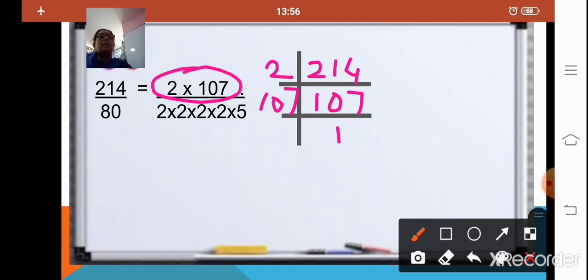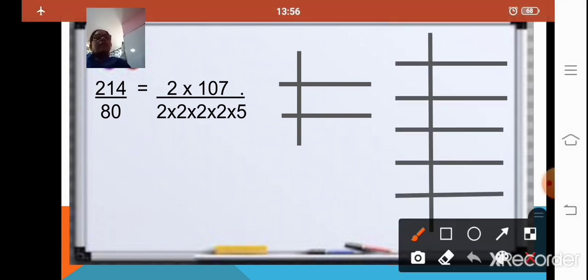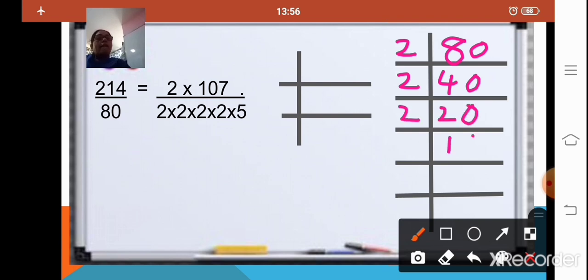Now coming to the next number, 80. Let us find the prime factors of 80. 2 4s are 8, 2 1s are 2, 2 5s are 10. Okay. So for 80, we will write it as 2 into 2 into 2 into 2 into 5.